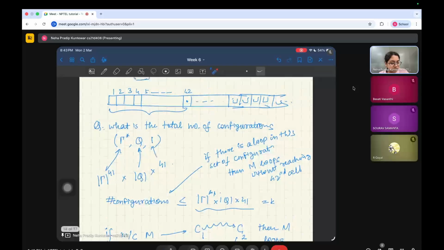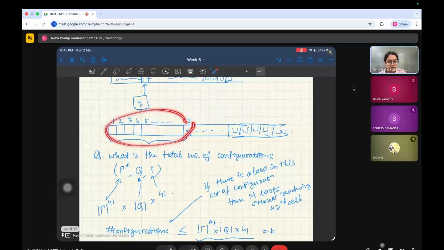And the reason we only care about this part of the tape is that in order to modify anything here, you will have to reach 42 first. Without touching 42, you can't go ahead and modify any of this. So therefore, you can safely discard this part and just focus on the first 42 cells or 41 cells.